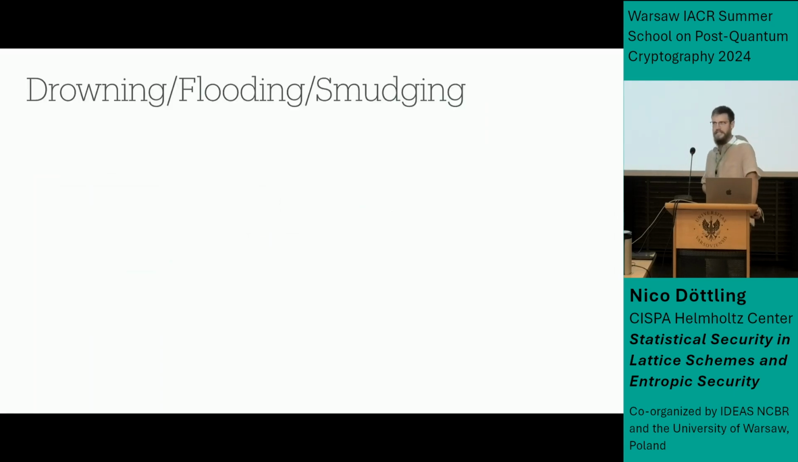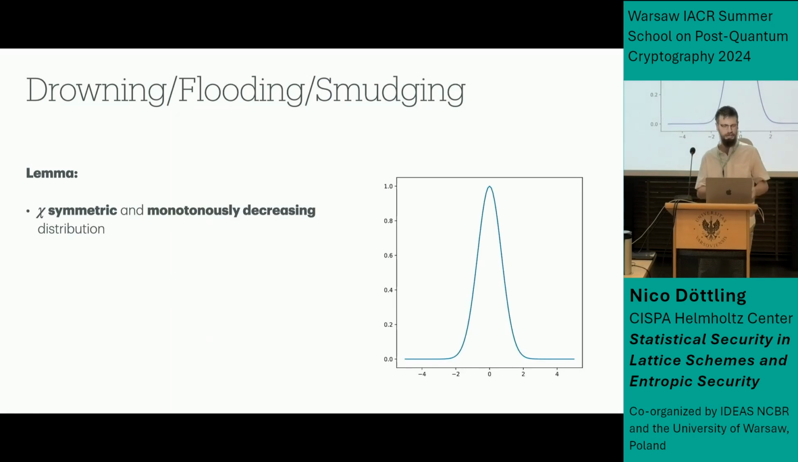Okay, so with that in mind, let's talk about basic tools. And the first thing that we, I think, also already heard of from Shweta is a technique called drowning, sometimes called flooding, sometimes called smudging. So what is this? Let's say we give ourselves a distribution chi. For now, it's just one-dimensional, right? And we ask this chi to be symmetric and on the positive axis to be monotonously decreasing, right? So it's just dropping off. It doesn't have any bumps or whatnot.